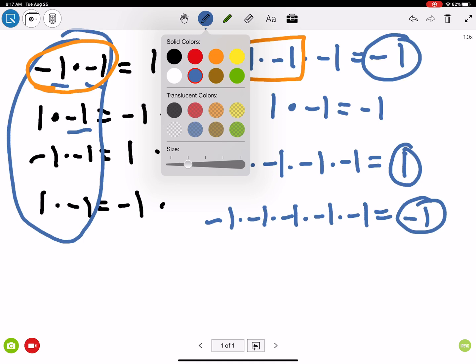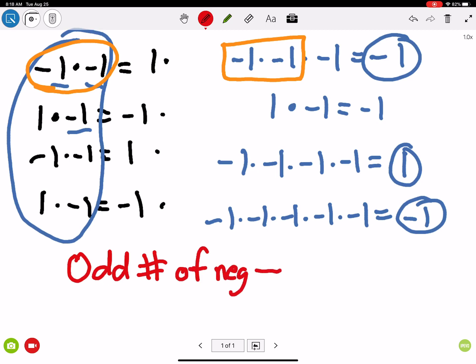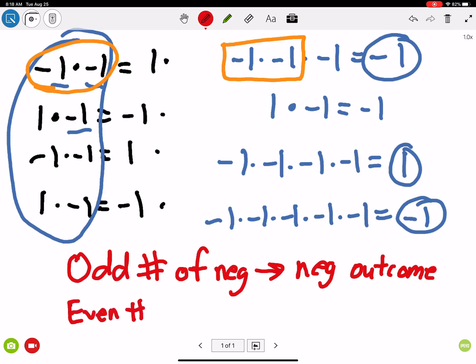Good. If I have an odd number of negatives, I'm going to get a negative outcome. If I have an even number of negatives, I'm going to get a positive outcome. Okay? This is always true.